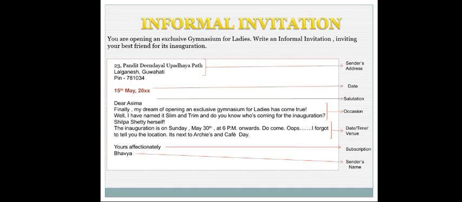We read in the last slide, I showed you, that we can use our personal feelings and emotions. So you can see how these personal feelings and emotions are used in this letter, with the word "oops." And then this exclamation mark after Shilpa Shetty, because there is anxiousness, there is an attempt to surprise your friend. This happiness is shown in the letter. Do come. Oops, I forgot to tell you the location. It's next to Archie's and Cafe Day.